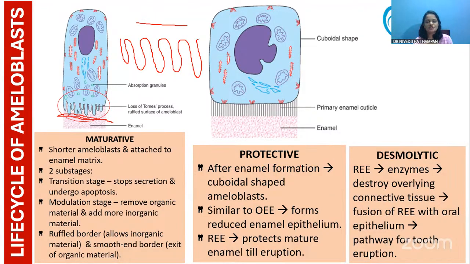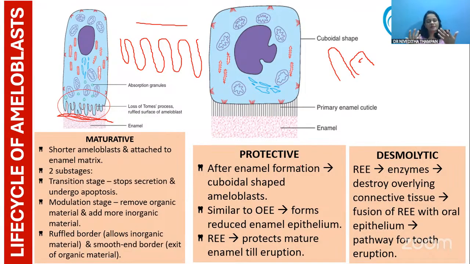In the protective stage, the cell will be just cuboidal shape like this. Okay, so it was tall columnar like this. Now in the protective stage, it will be just like a cuboidal stage, and it will form the reduced enamel epithelium. Okay, so first it was inner enamel epithelium, then it will get converted to ameloblast, and now it is reduced enamel epithelium. Okay, so this reduced enamel epithelium is a layer which protects the enamel till eruption.